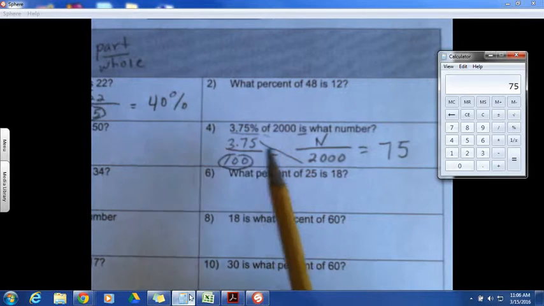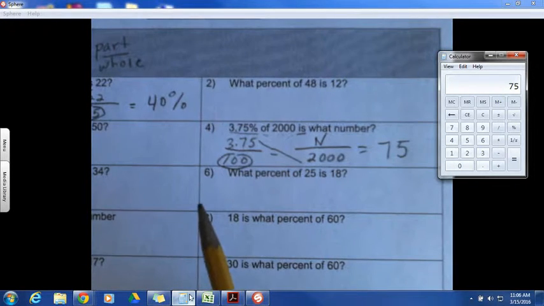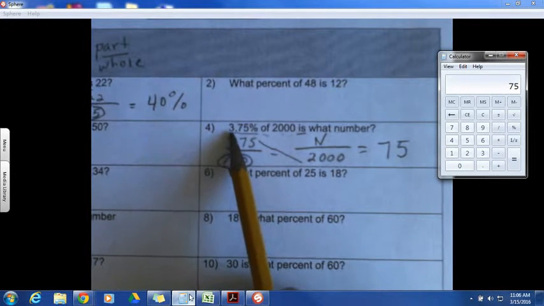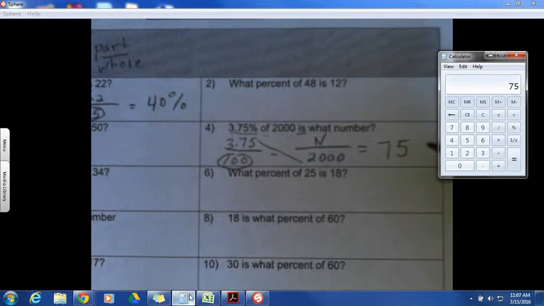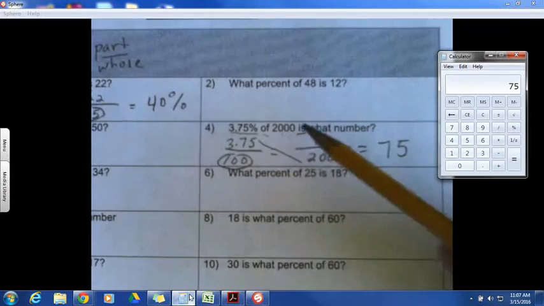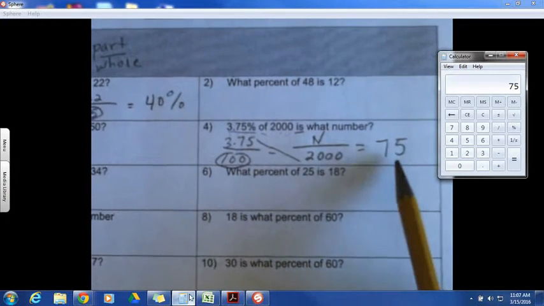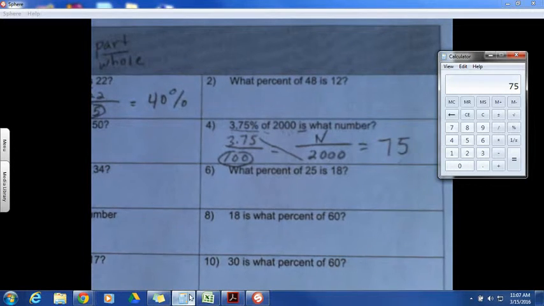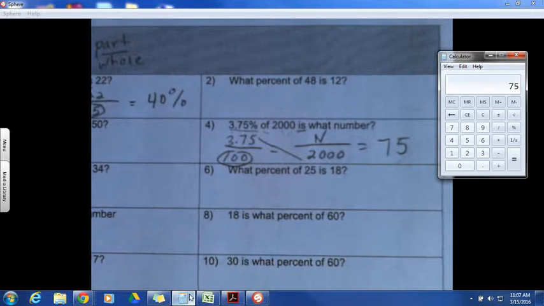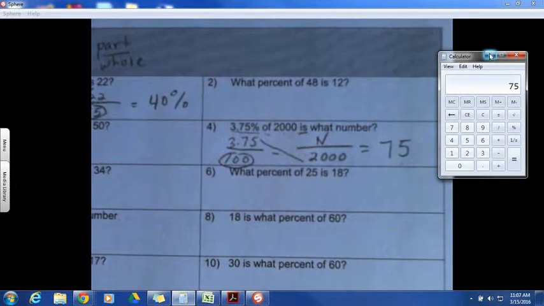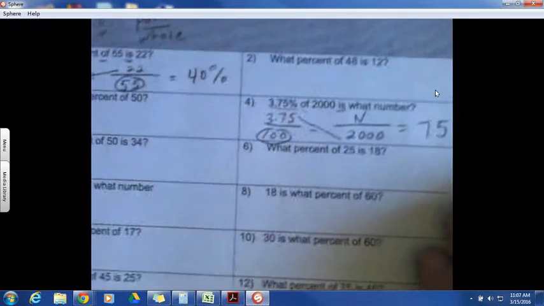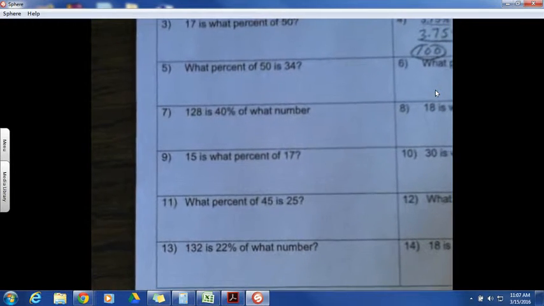Okay, so if you have $2,000 and you want to think about what is 3.75% of that, 3.75% of that is 75. So if you buy like a $2,000 television and the tax rate is 3.75%, that's how much you're going to pay in taxes, $75. Alright, again, it always helps to think about your number in context just to make sure you're on the right track and aren't getting a crazy number.